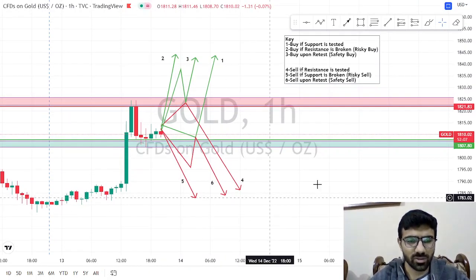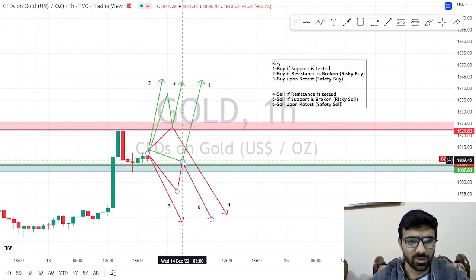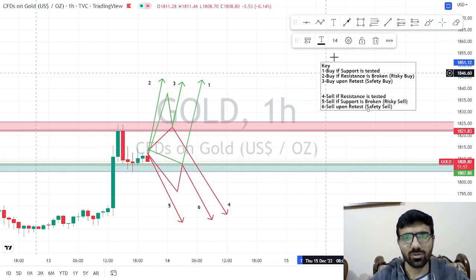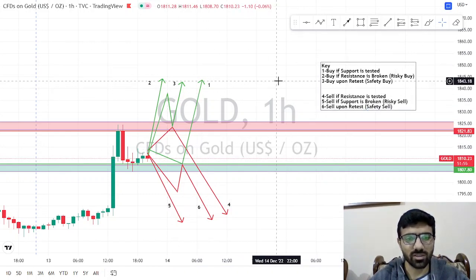So yes, that's all pretty much for you guys. Okay, so just for tomorrow, just follow this given key and these scenarios, and you will be good to make some amazing profits in this gold pair tomorrow as well.